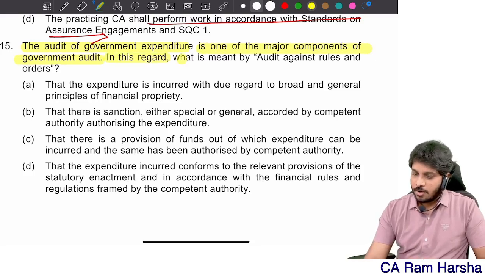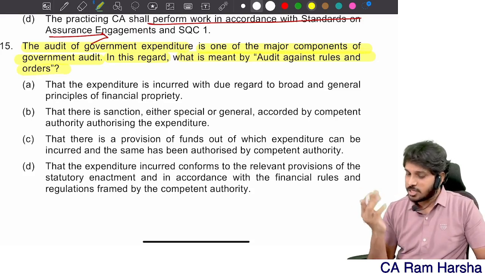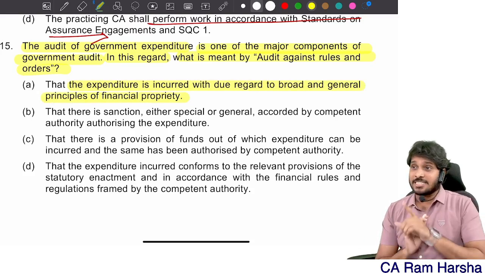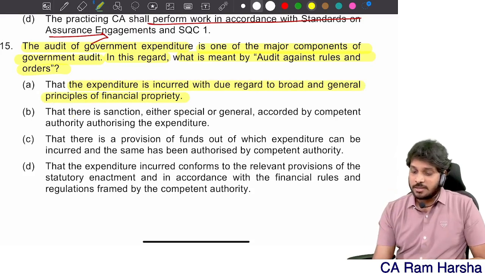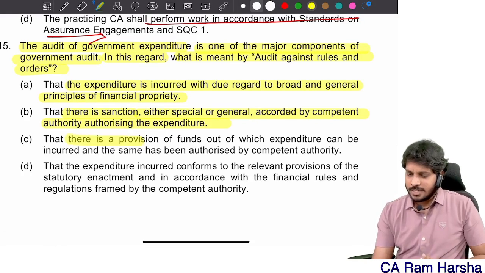In this regard, what is meant by audit against rules and orders? Audit against rules and orders means what? That the expenditure is in conformity with principles of propriety. That's a propriety audit. That there is a sanction, either special. This is audit of sanction. That there is a provisioning of funds.